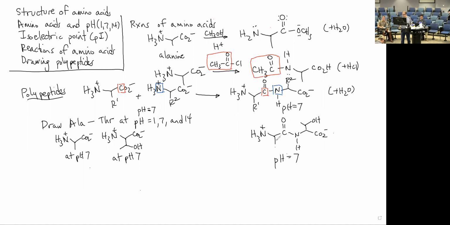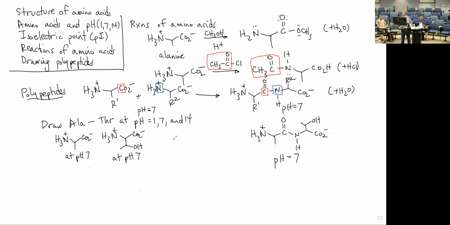And you see, once again, we formed an amide functional group. You're just taking the carboxylic acid group of one amino acid and the amino group of another one, bringing them together to make an amide plus a water molecule. So that's how that would look at pH equals 7.